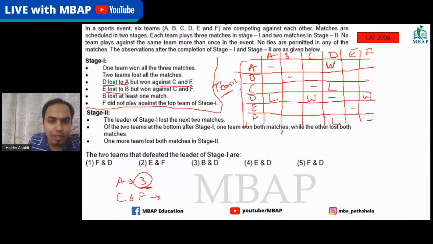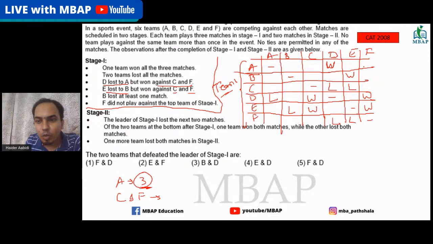So E lost to B, that means B against E is a winner, and the same thing the other way around, E with respect to B is a loser. But E won against C and F. So E with regards to C is a winner, and E with regards to F is also a winner. Now if I put it the other way around, C with regards to E is a loser, and F with regards to E is also a loser.